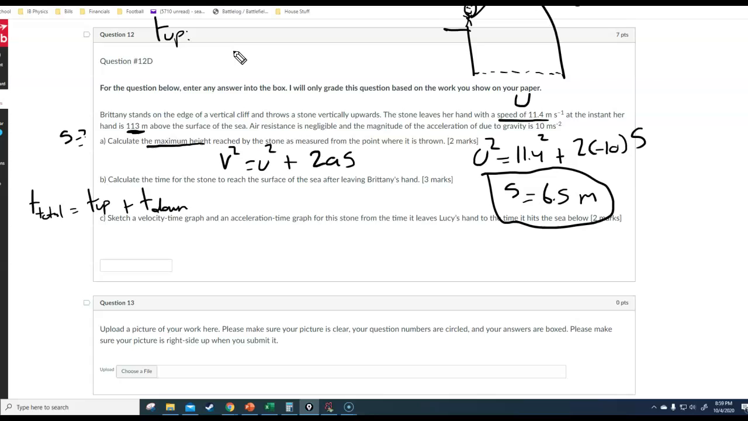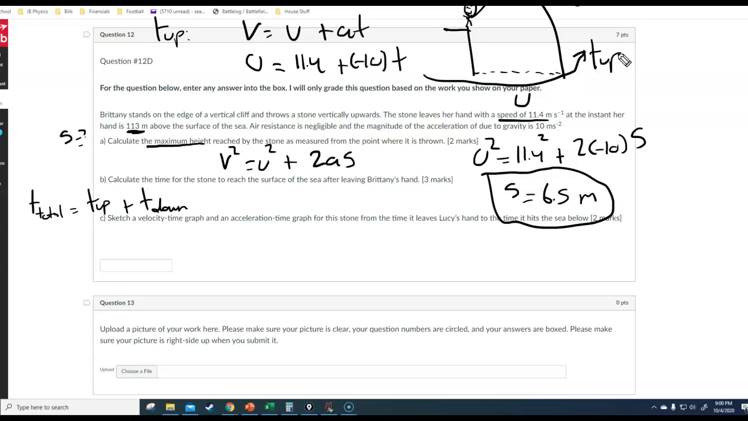And so we basically have everything we had for part A, except instead of looking for displacement, we're looking for time. So I would use this equation right here, and I would plug in. And if you do that, you should get t up equals 1.14 seconds.